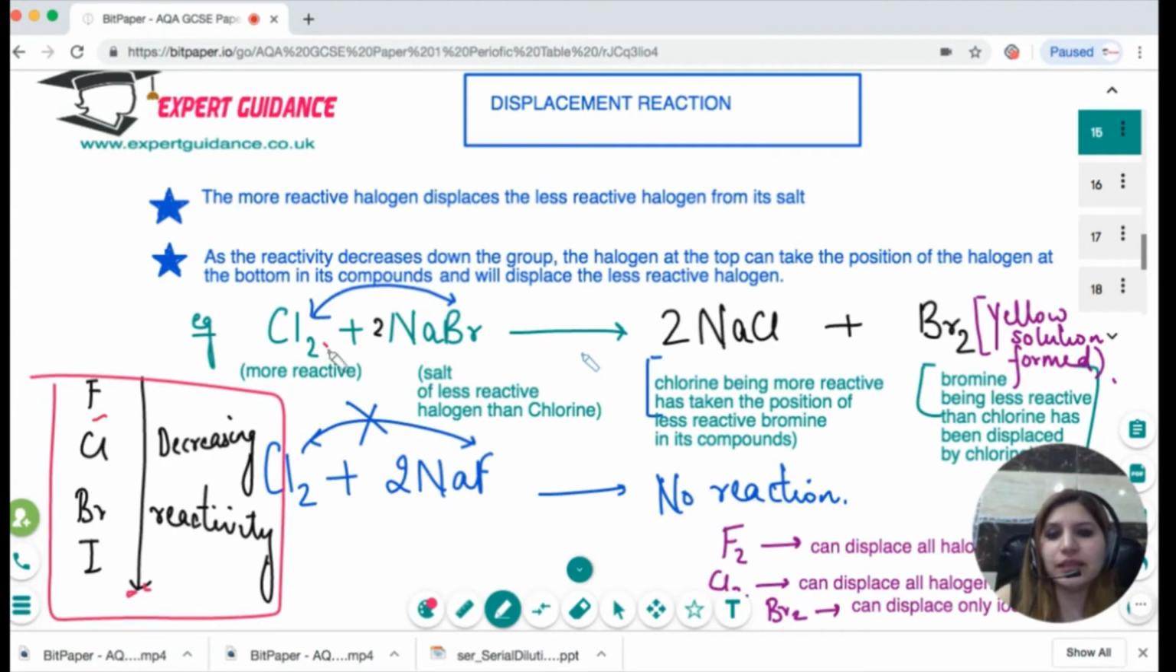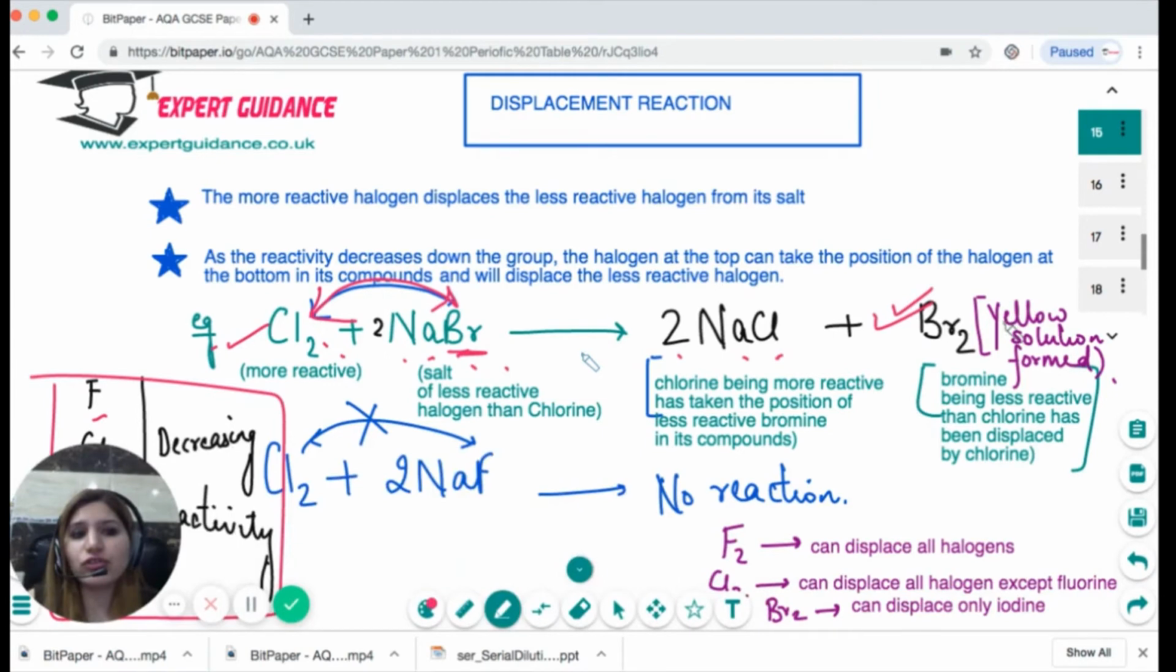So, for example, look at this reaction, chlorine with NaBr. Which is more reactive? Chlorine. Good. Which is less reactive? Bromine. And bromine is in the form of a compound or salt. So chlorine can quickly swap the position of the bromine, form 2NaCl and displace the bromine. If this reaction is in solution, you will see a yellow solution. So chlorine, being more reactive, has taken the position of the less reactive bromine in its compound, and bromine, being less reactive than chlorine, has been displaced by chlorine.